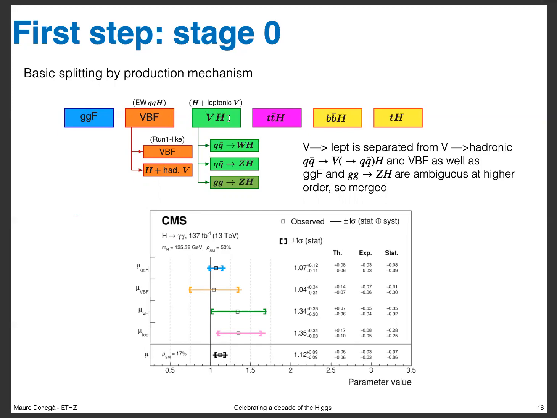VH, we only mean the associated production with a vector boson that decays leptonically. This is because when the V boson decays hadronically, at higher order, this distinction is a bit ambiguous. So essentially, you can't really separate out, for instance, q qbar to an hadronic decay V plus X from the VBF. And same thing goes for gluon fusion and gluon to ZH. So these are essentially the same diagrams. And so we merge them together in this. So we talk about qqH.